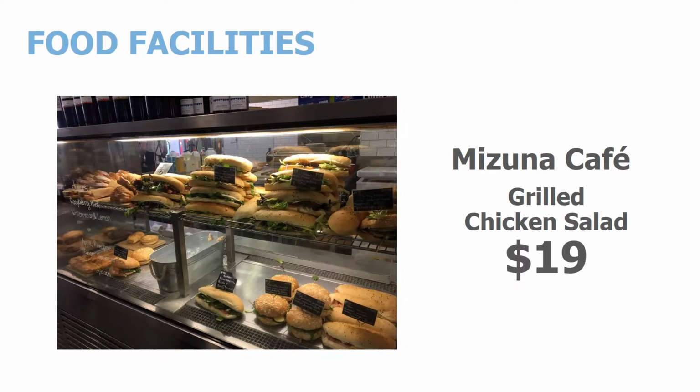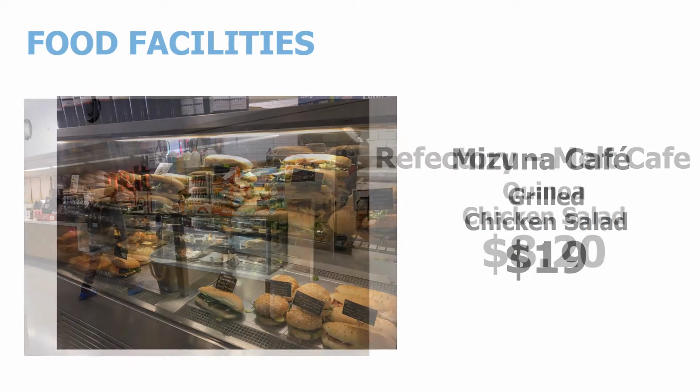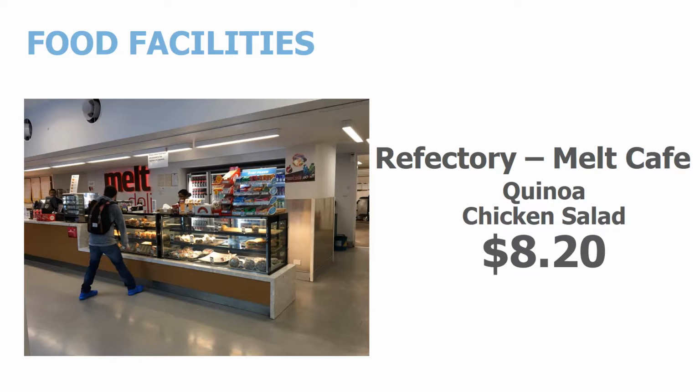There are a few salad options that are available for students to purchase. Mizuna and Melt both provide salad options. A grilled chicken salad is available at $19 at Mizuna, and a quinoa chicken salad is available at Melt for $8.20.